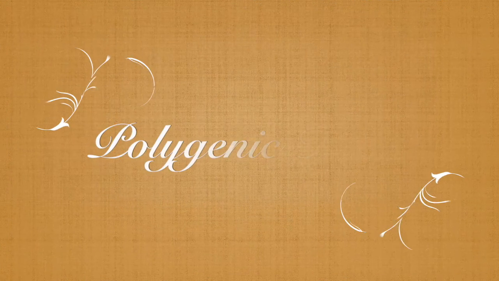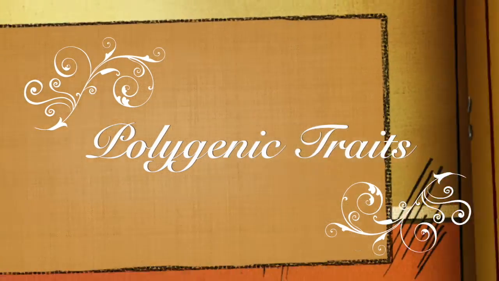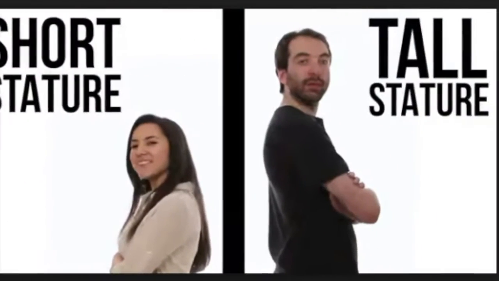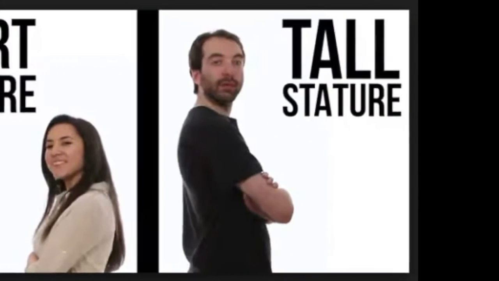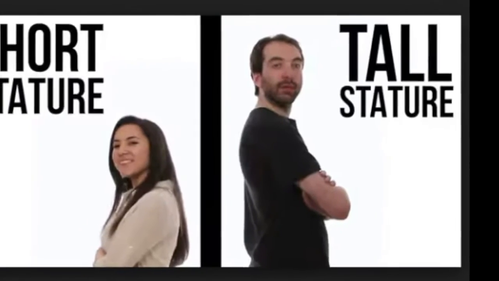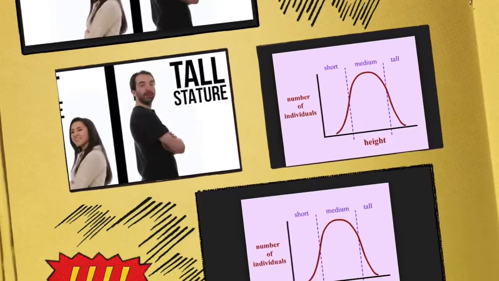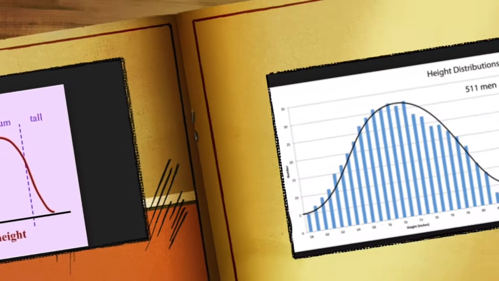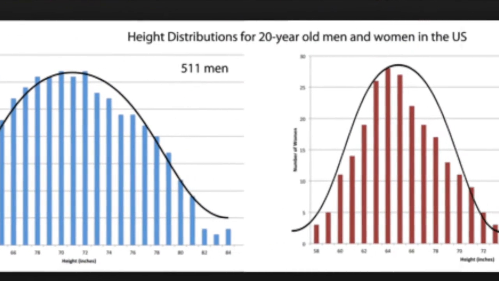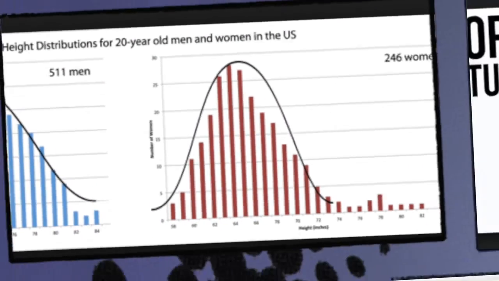And now let's look also at polygenic traits. Are all people either short or tall? Unlike Mendel's peas, people do not fall into 2 categories, short or tall. Most people, in fact, are somewhere in between. Obviously, Mendel's rules are too simple to explain the inheritance of human height.